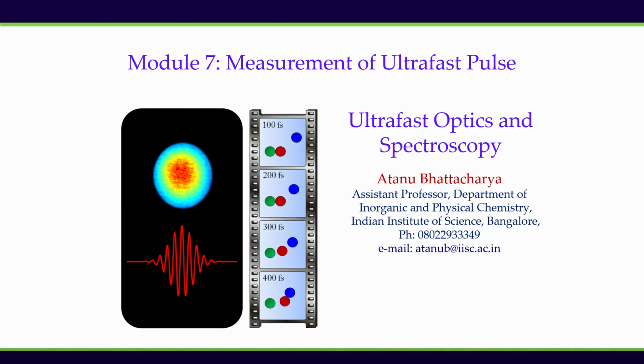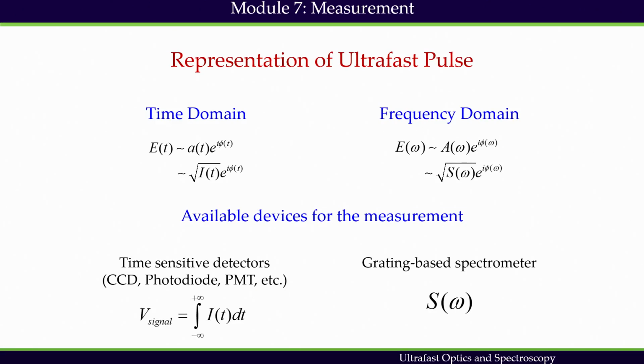Welcome to module 7 of the course Ultrafast Optics and Spectroscopy. In this module, we will study how to measure ultrafast pulse. An ultrafast pulse is represented both in time and frequency domains, which we have already seen in this course.